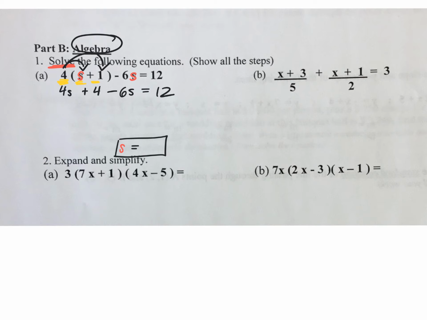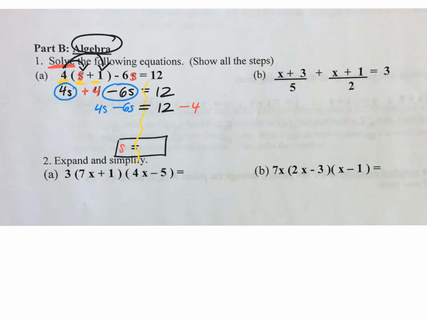Now I have to simplify. That's what you were saying. Combine your like terms. I have a 4s and I have a negative 6s. They're all on the left side of the equation, so I don't change the signs. I just group them together, right? I have a 12 on the right side, so that stays the way it is. What do I do with this plus 4? So what does it become?